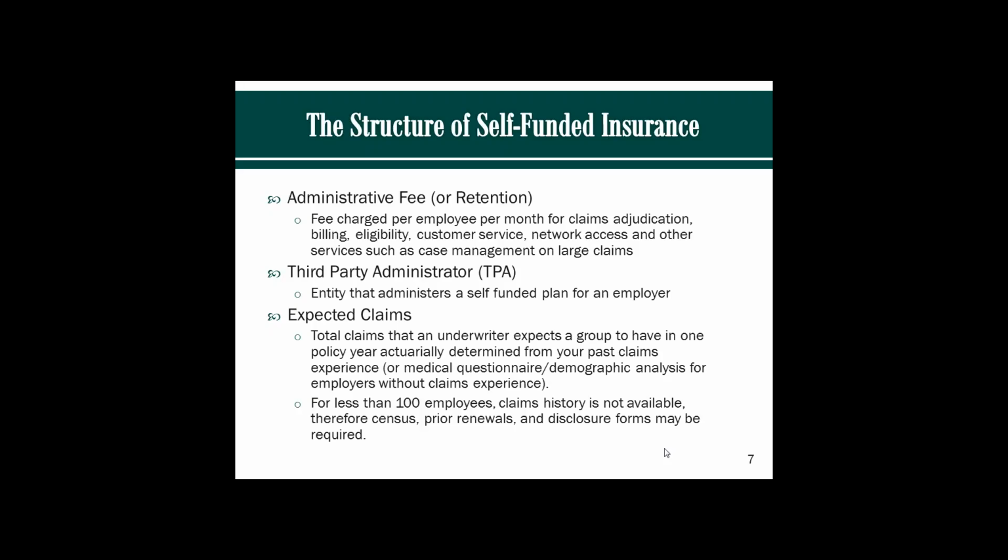Expected claims are what an underwriter expects you to pay over the year, and you want to basically structure your self-insured plan so that it maximizes that expectation, so that you don't have any unexpected costs that you really didn't think of. For less than 100 employees, that's sometimes hard to do because your historical claims data is not available to you. However, what will be used is census, prior renewals, and disclosure forms might be required for you.